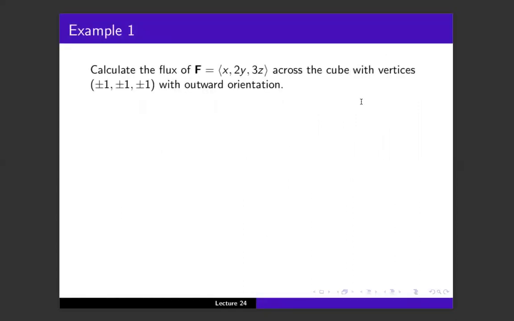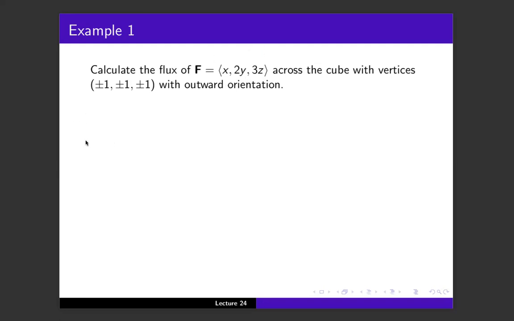So let's look at this example. Suppose we've got the flux of F, where F is given by (x, 2y, 3z). It's a linear vector field. It's going across this cube with these vertices with outward orientation. So even if you can't draw what the picture is, we should have an idea about what this thing actually looks like.